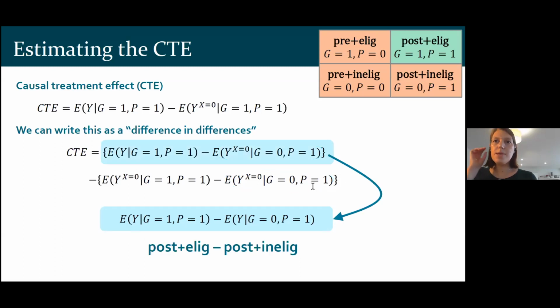So let's think about these two differences. This first difference, the first term is all good. That's the first term in CTE. We've already argued that we can estimate that from the data, no problem. This second term, we can also estimate from the data without any difficulty, because this second term, it's the ineligible genotype group in the post-Ivor-Kafta era.